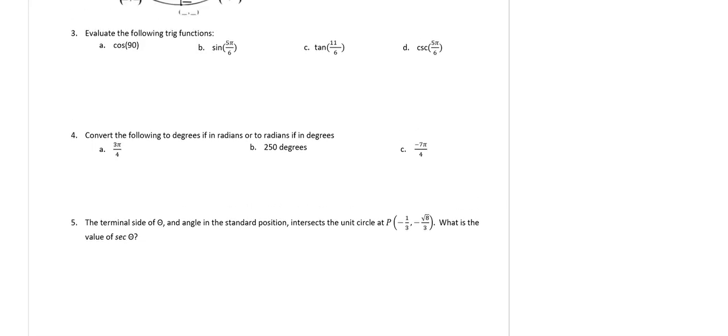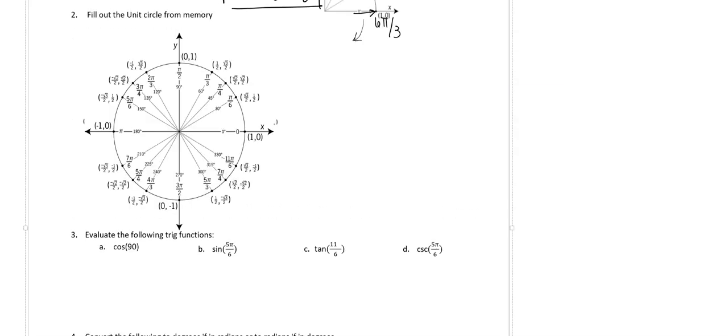Evaluate the following trig functions. If we have cosine of 90 degrees, that means we're looking for the x value once we get to 90 degrees. When I look at 90 degrees, my x value is 0. So here's 90, here's my x value. Cosine of 90 is going to be 0. Sine of 5 pi over 6, I'm going to go all the way to 5 pi over 6. I know that sine is going to be my y value, so that is going to be positive 1/2.